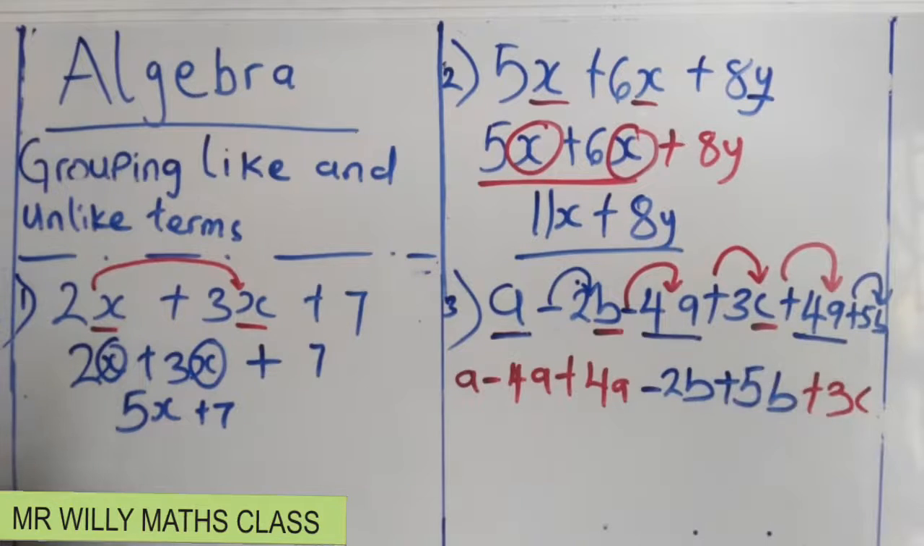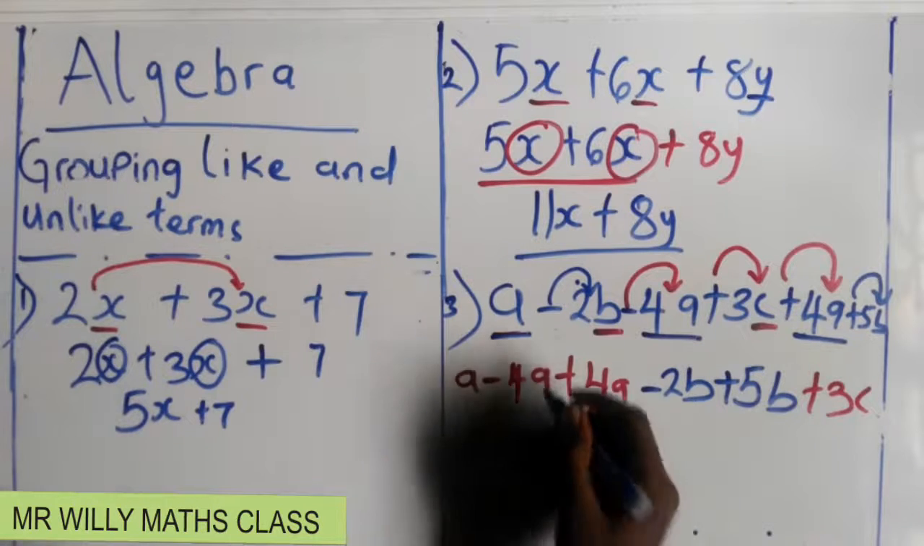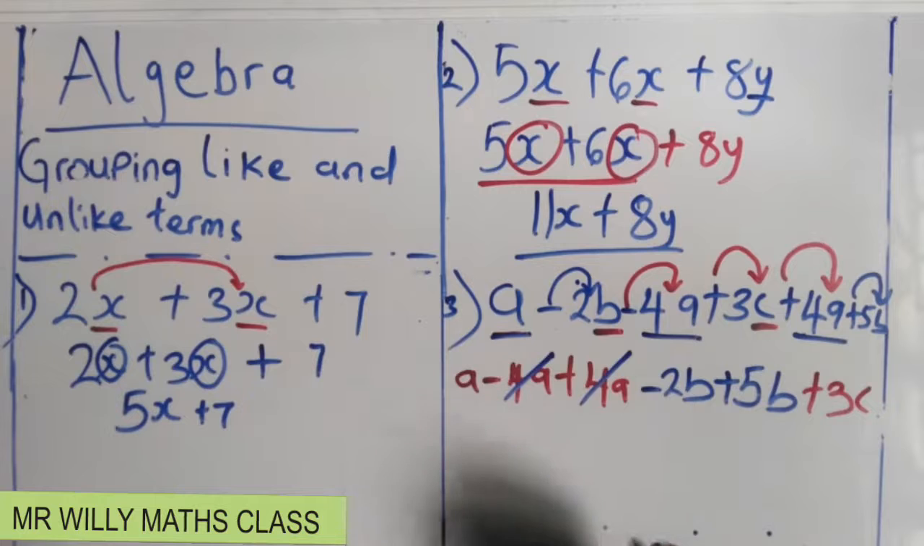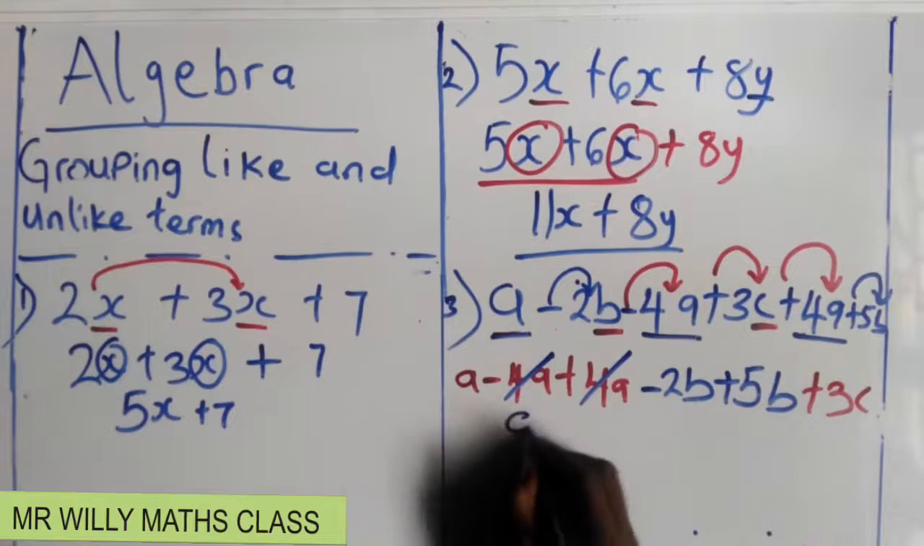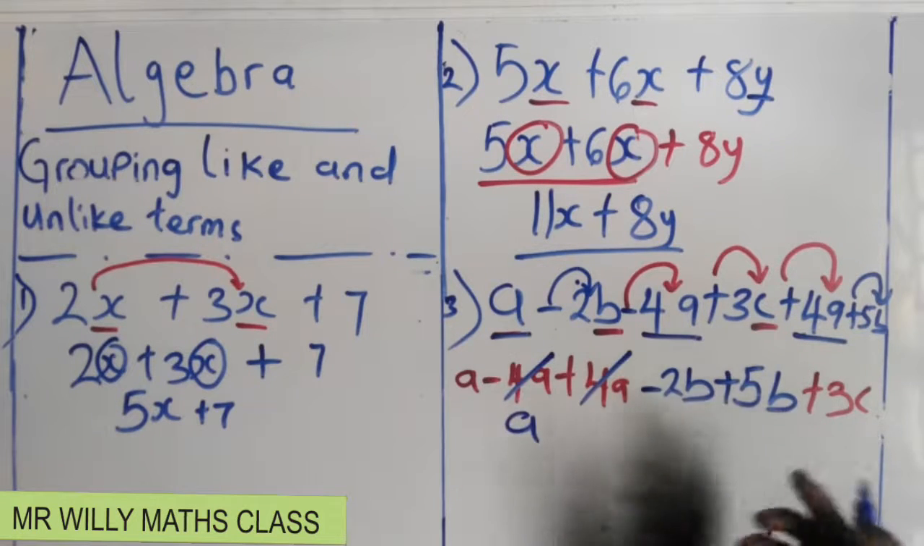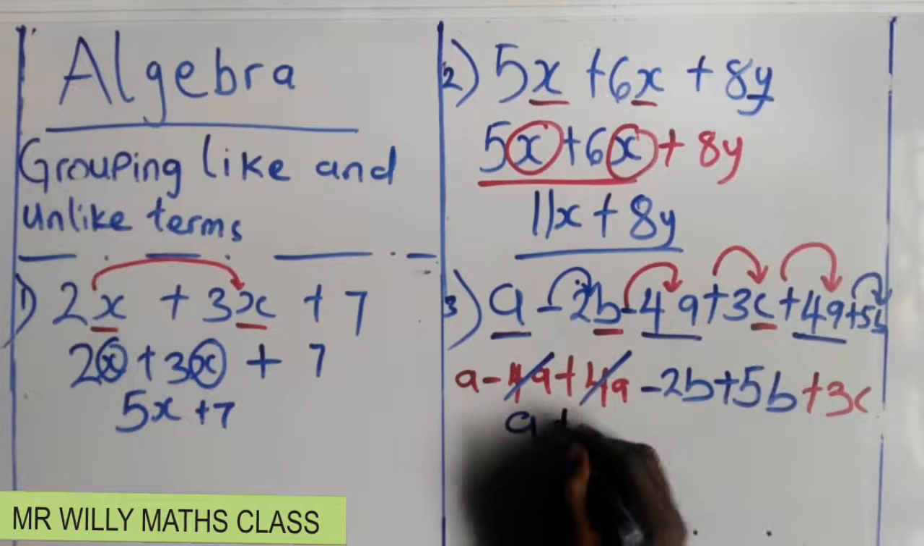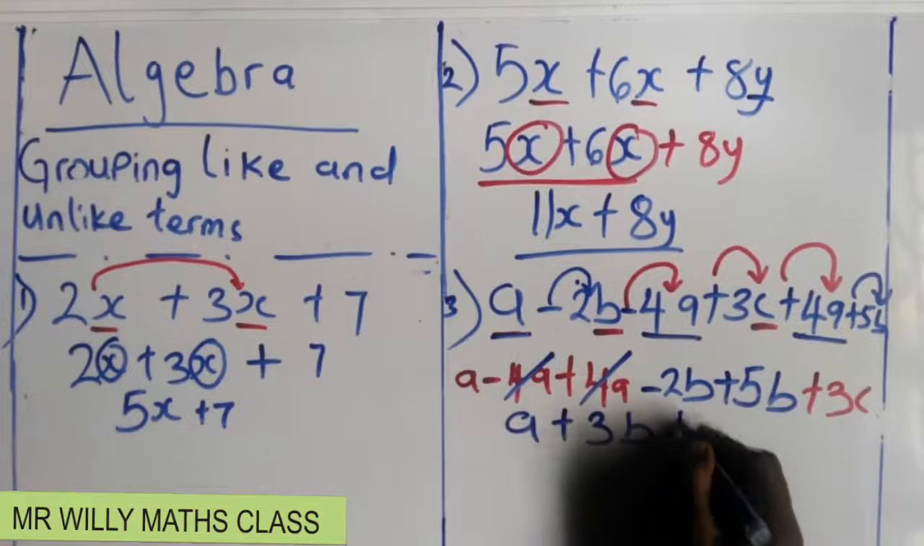So let's move on. Let's simplify it for that. Now you can see that this minus 4a and plus 4a will cancel each other. 4a minus 4a will cancel each other. So we are left with a. So minus 2b plus 5b, you can say that 5b minus 2b, that will be plus 3b plus 3c.